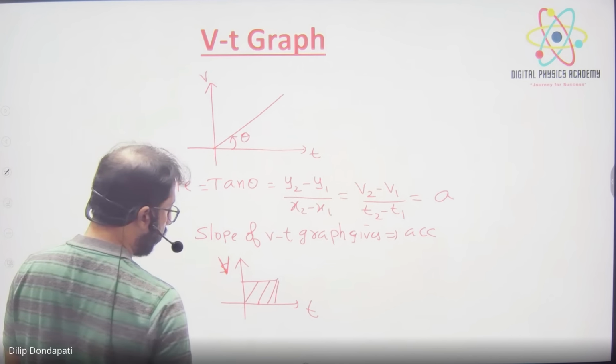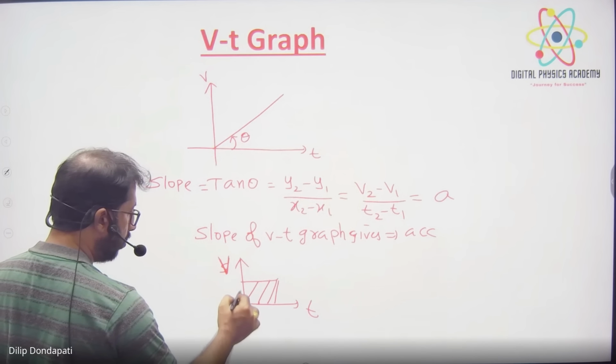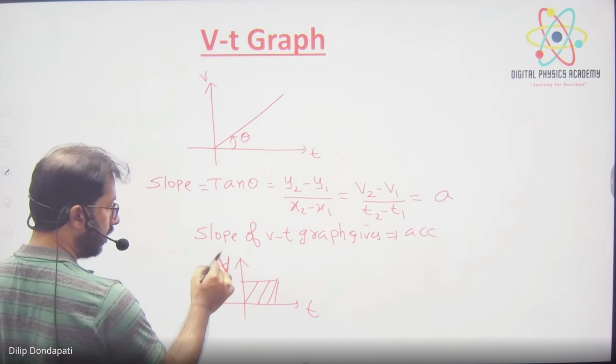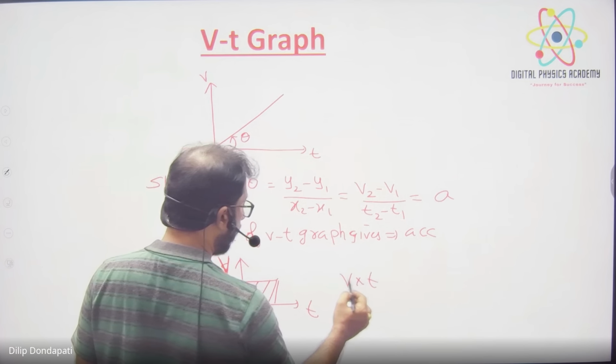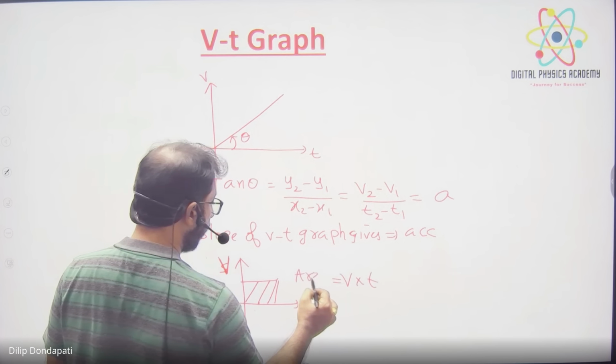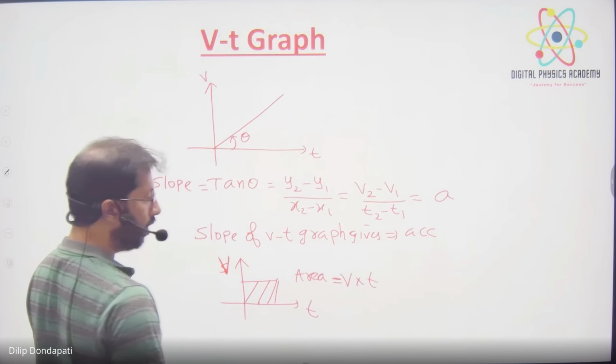This rectangle, right? How to find the area? It's length into breadth. Length is t, breadth is v. Some velocity V, some time t. So velocity into time is called as what? Area, I'm trying to find the area. Velocity into time is equal to area.